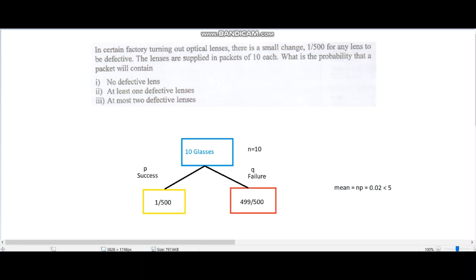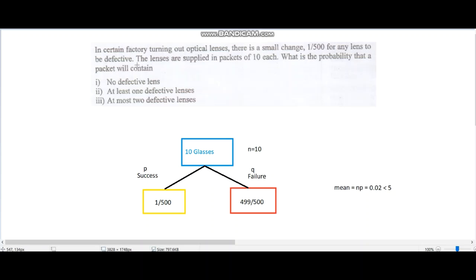In this video, we are going to deal with the distribution problem, and we have this question here. The question tells us that there is a certain factory that produces optical lenses. Out of 500 lenses that it produces, there will be one that is defective. So this will be the probability of getting a defective lens, that will be 1 by 500, and the lenses are supplied in packets of 10 each.